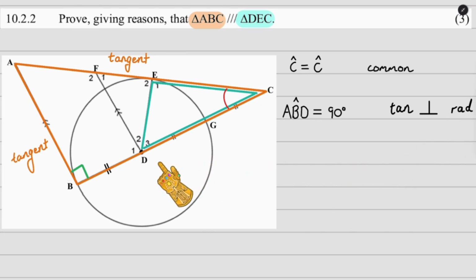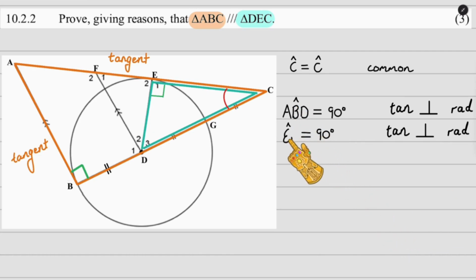And now I see that happening again over here. Here's a radius and here's a tangent. So I know that E1 is 90 degrees for the exact same reason, tan perpendicular to rad. And just to show you that a bit visually, here's your radius DE and here's your tangent. So the angle between them is 90 degrees. And now I just want to make the link between these two. I want to show that these 2 angles are equal. So I just say therefore ABD equals angle E1.